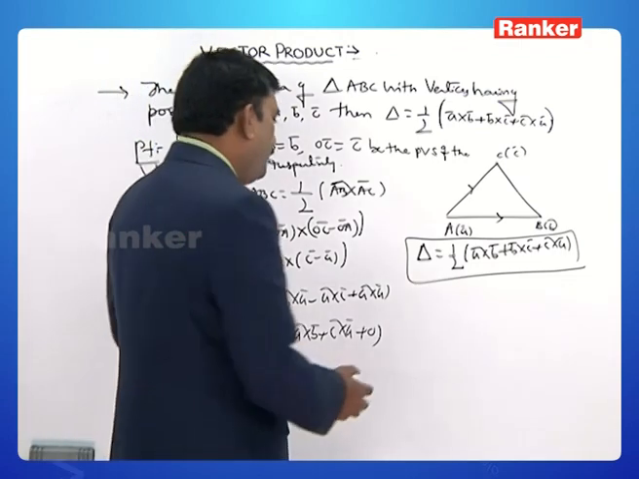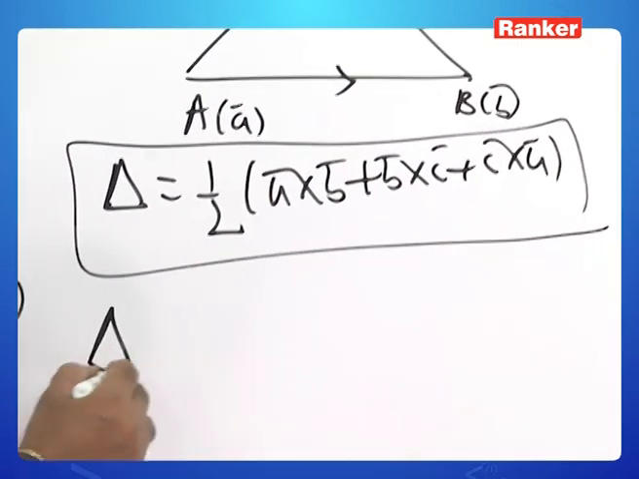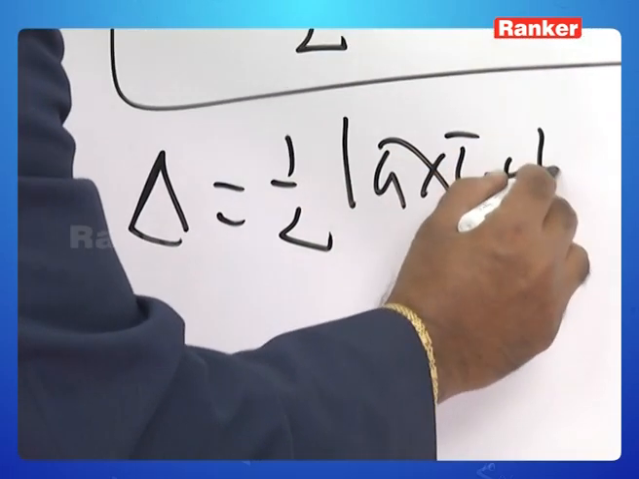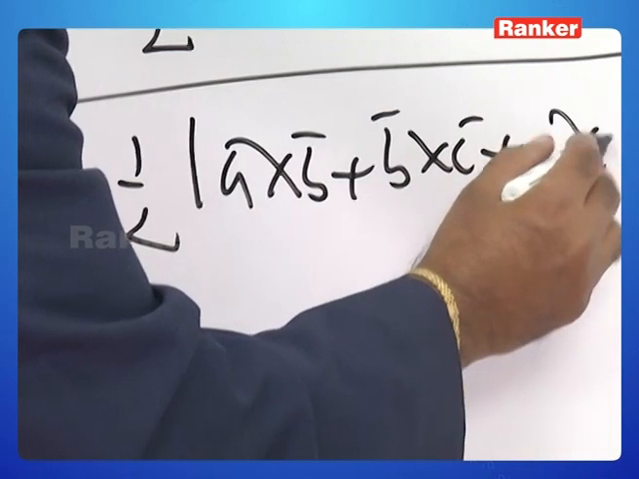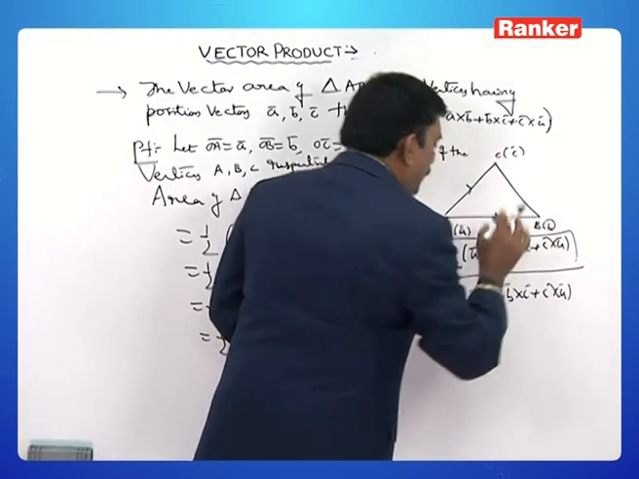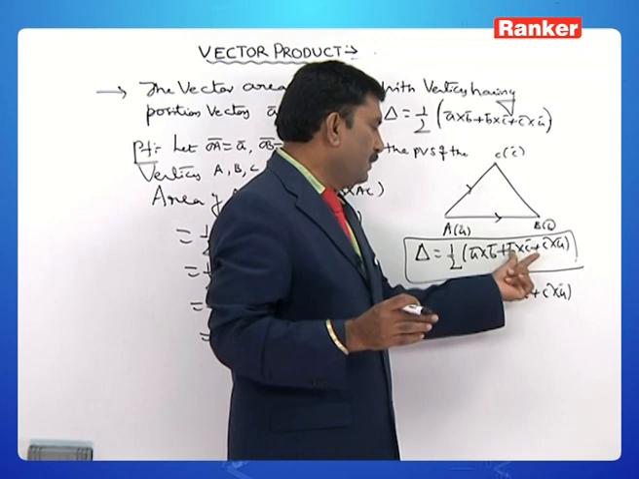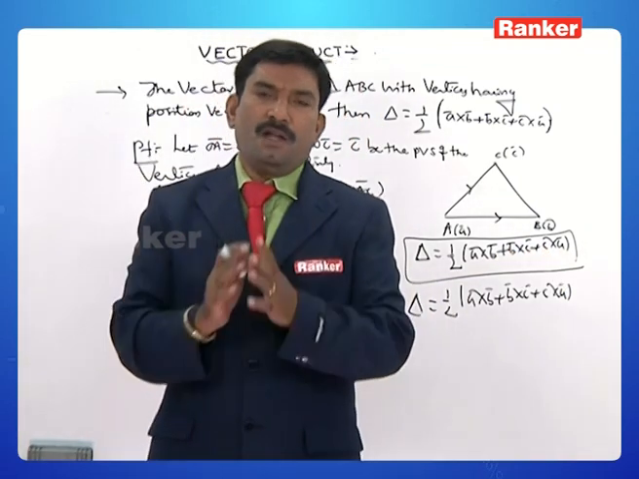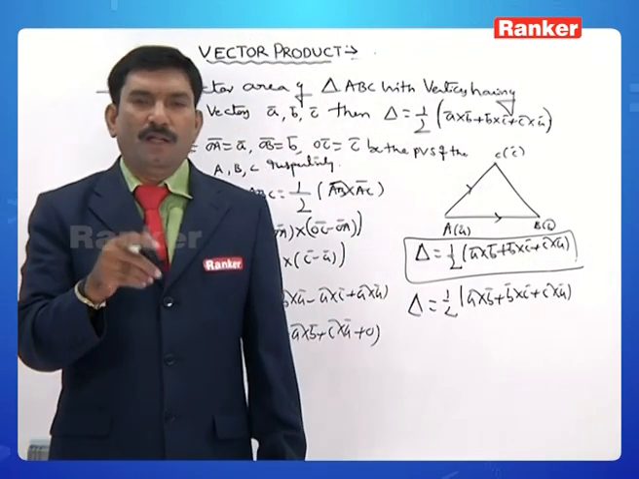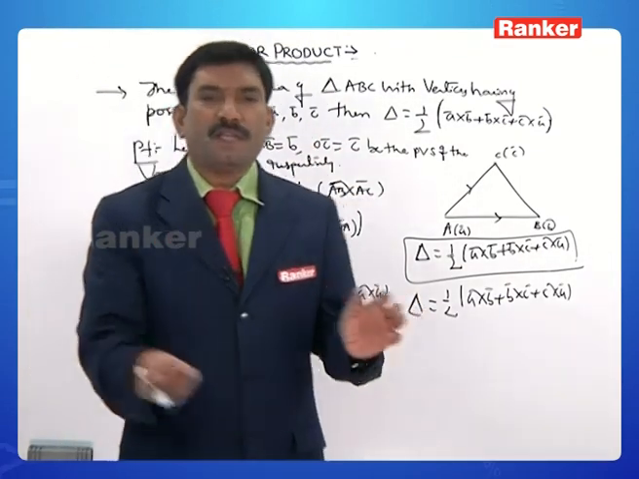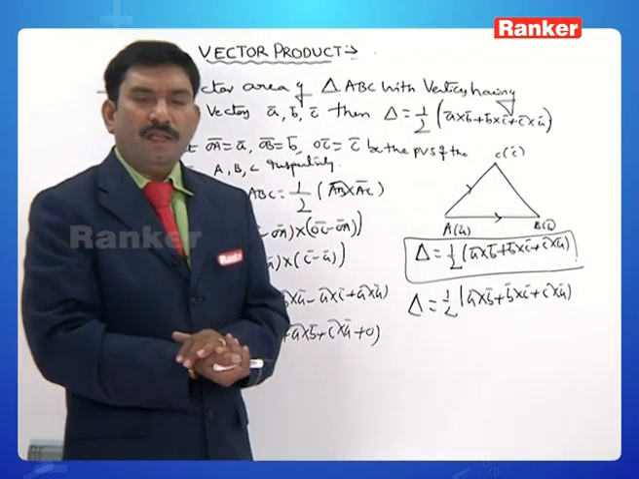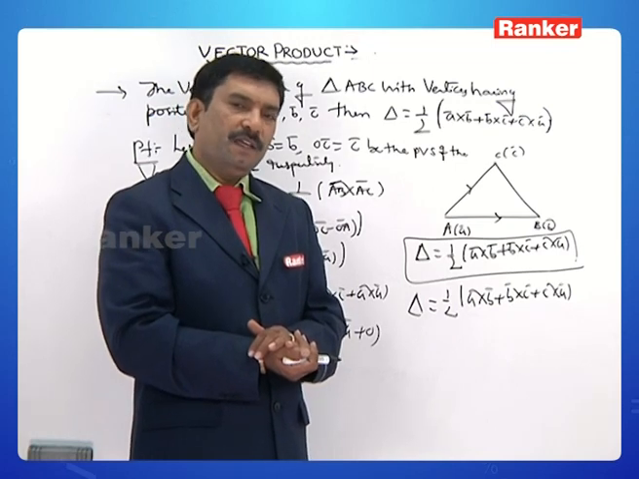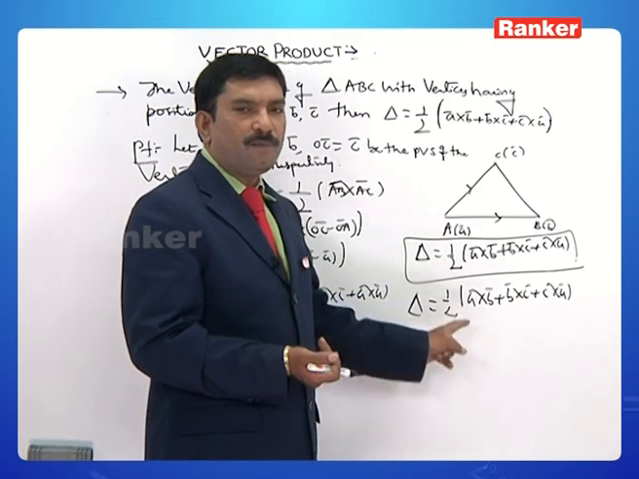So now you can also write the scalar area is equal to half into modulus of A cross B plus B cross C plus C cross A. Here you get one vector. This is also a vector, this is also a vector, this is also a vector. It's a sum of three vectors. Addition of three vectors leads to one vector, and after finding the magnitude, that gives what? Scalar. So every area of a triangle can be represented either by vector or by scalar.